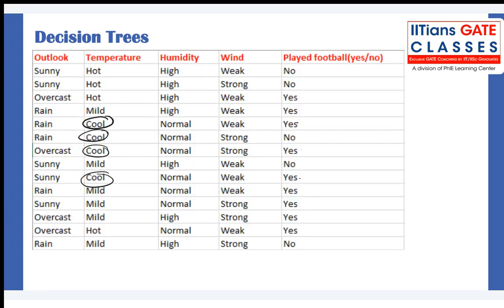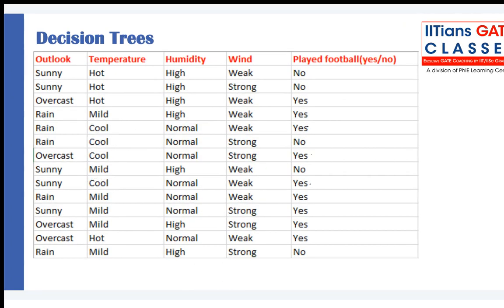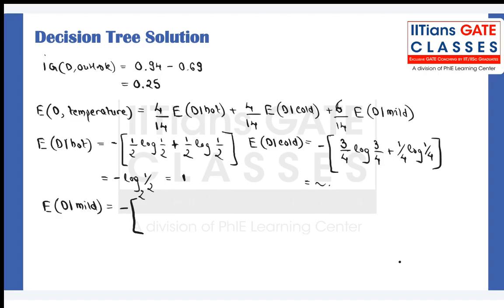Now again you go to the dataset and consider all the points where it is mild. 1, 2, 3, 4, 5, 6. Four of them are yeses. So 4 by 6 log 4 by 6 plus 2 by 6 log 2 by 6, and then you will get some value.